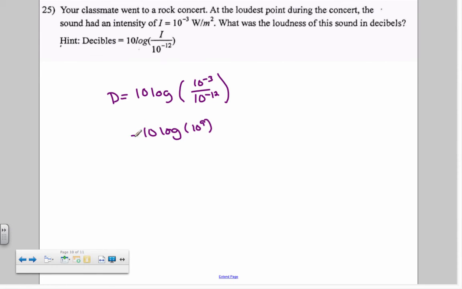Now I can use my calculator to help me calculate this, 10 times log of 10 to the 9th power, and I find out that this is about 90 decibels.